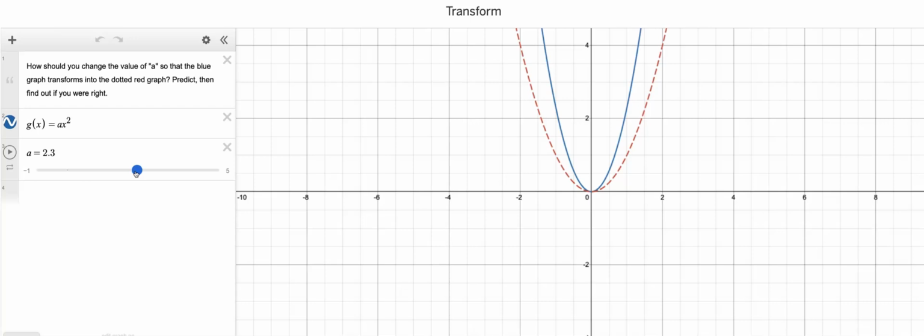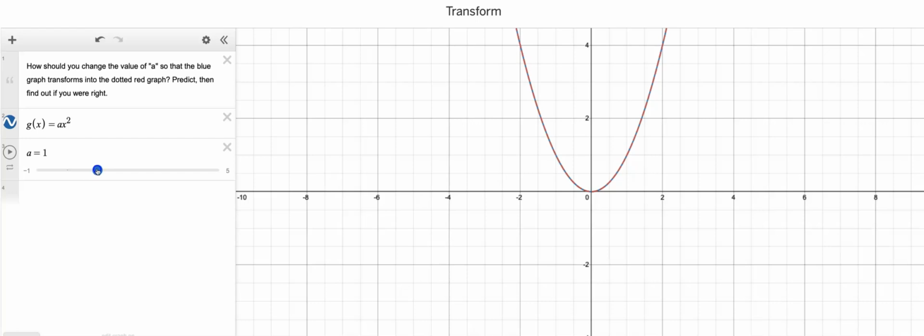Right. Let's see, if we move it right, this is happening. Oh, left. Yes. So if we move it left, we can see that it looks like that's when A is 1.